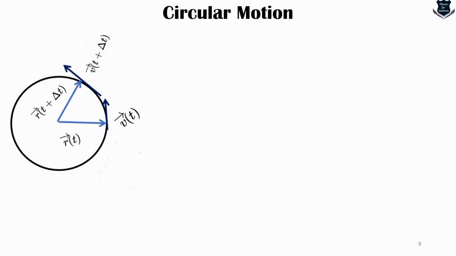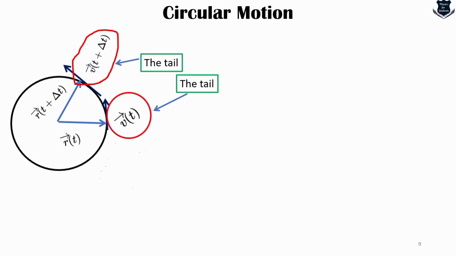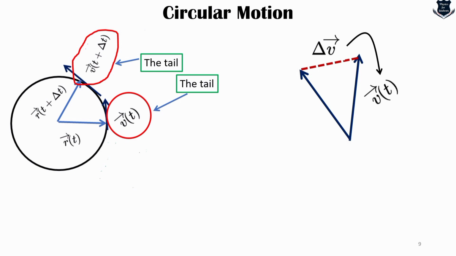Okay, now we proceed with the same figure, but we apply a little bit of a trick. What we will do is bring the tails of v at t plus delta t and v at t together by what is called a parallel displacement of either vector. Then we get a figure like this, right? Then delta v is the vector from the tip of v at t to the tip of v at t plus delta t.